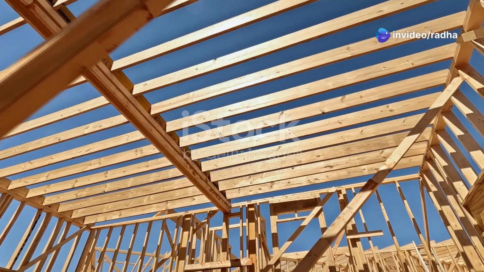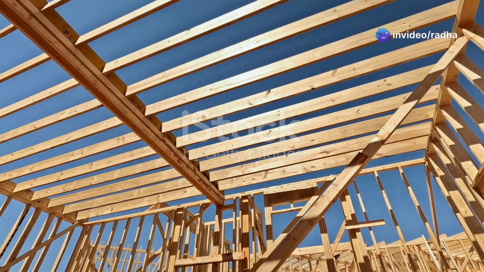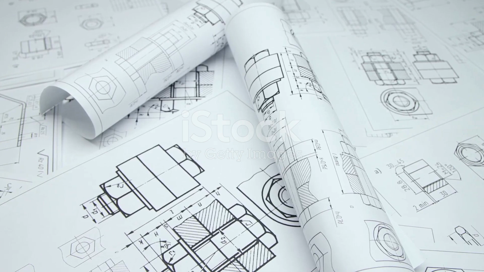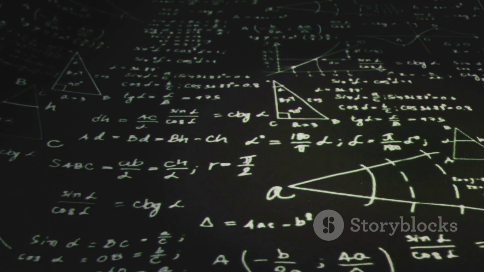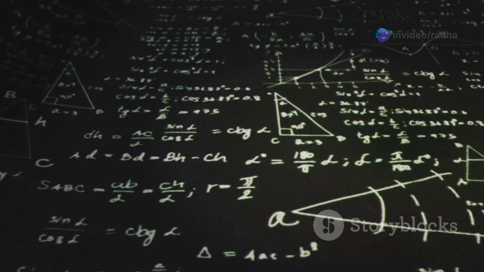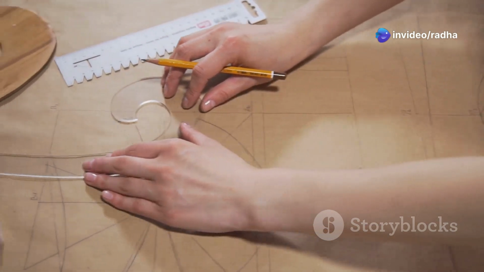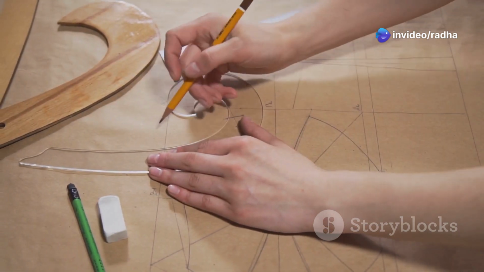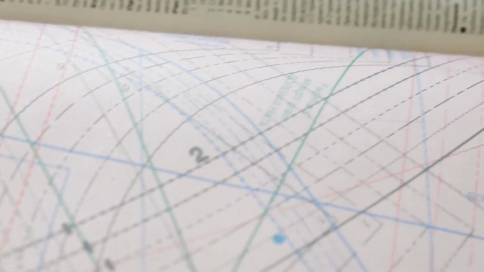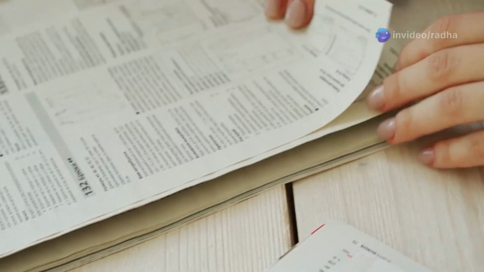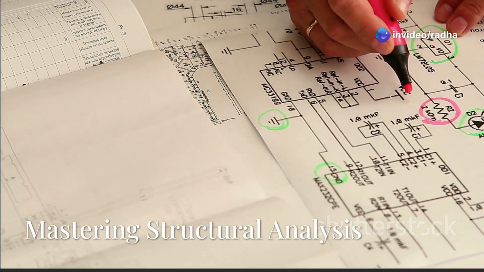Section 8. Calculating centroids and centers of gravity. Calculating centroids and centers of gravity is crucial in structural analysis. For simple shapes, formulas and tables are readily available. However, for more complex shapes, engineers may employ numerical methods or graphical techniques to determine these points. Understanding how to determine centroids and centers of gravity allows engineers to analyze the stability of structures and ensure they won't tip over.